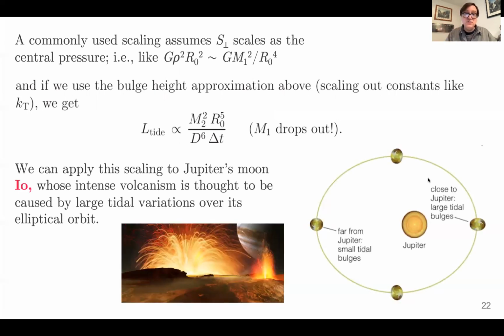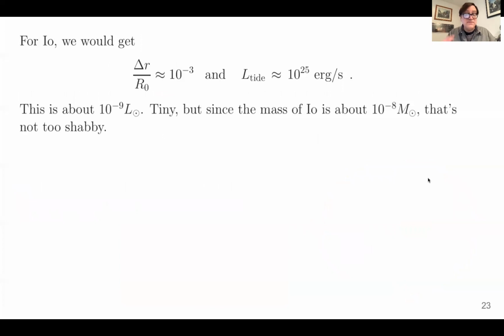And we can apply it to Io, Jupiter's innermost moon, that has huge volcanoes on it. It's in an elliptical orbit, so its tidal deformation changes over the orbit, and it does have large tidal forcing on it. If you plug in the numbers for Io, you get a bulge height of only 1/1000th of the radius of Io, but that's still kind of large. It's still kilometers in size if Io is hundreds or thousands of kilometers in size. And thus the derived energy dissipation rate is 10 to the 25 ergs per second.